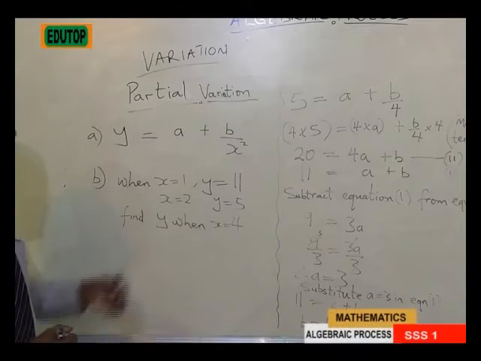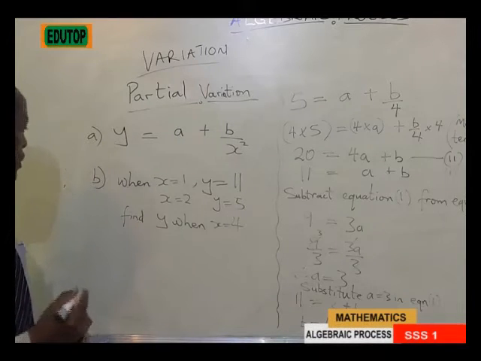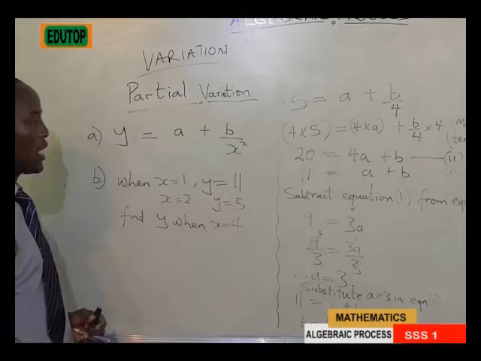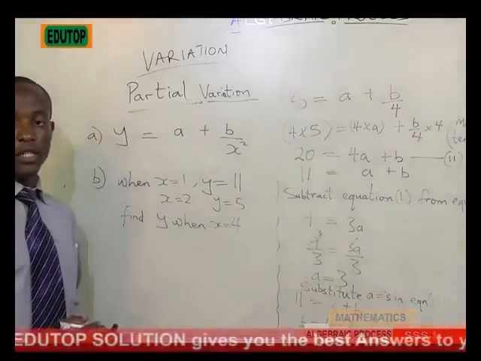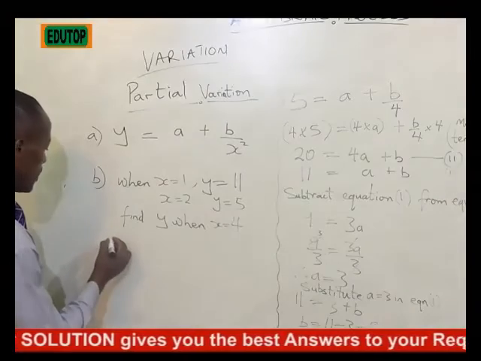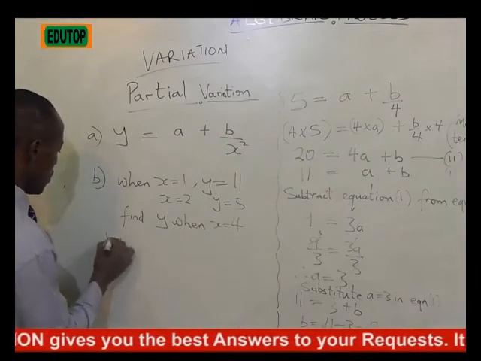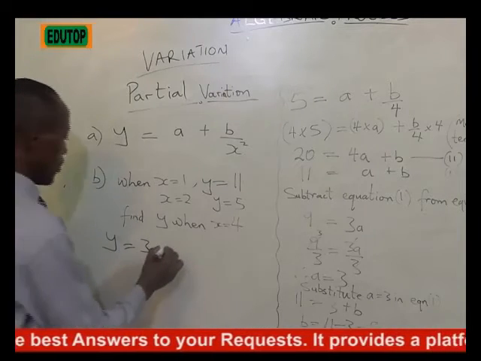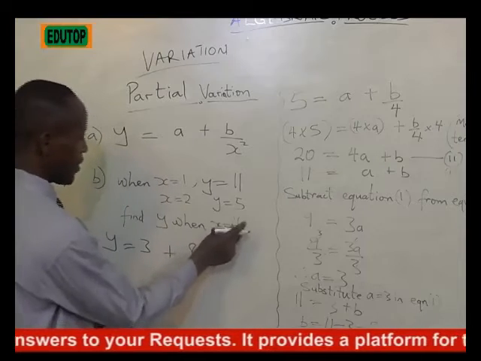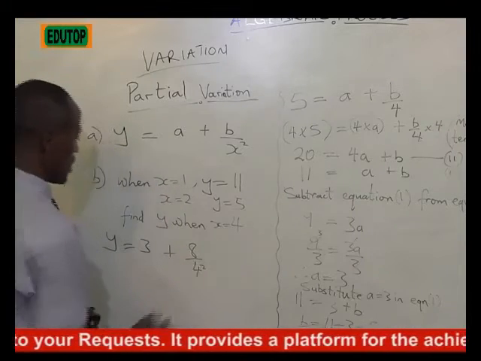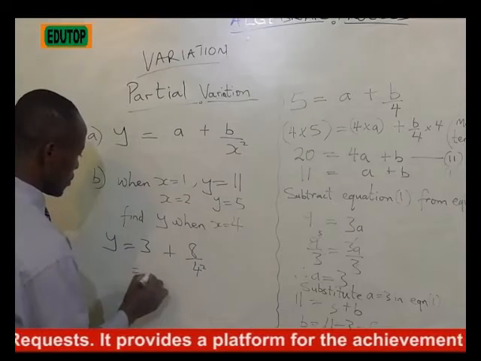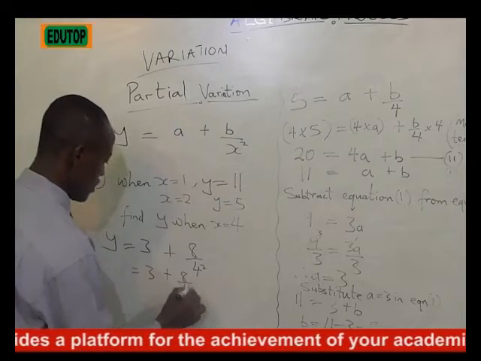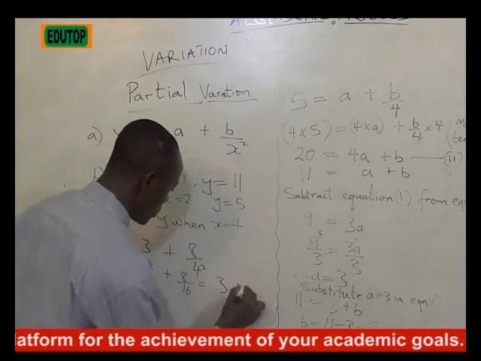Now they said we should find y when x is equal to 4. So what are we going to do? We're going to plug our values back into our relationship. That is the expression, the relationship of x and y. So we say that our y, which is what we don't know, is equal to a. What's our a? That's 3. Plus our b is 8 and our x is 4, 4 squared. Which is equal to 3 plus 8 all over 16.